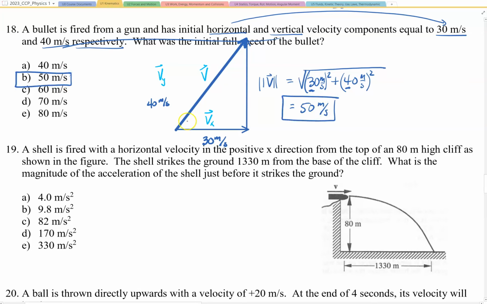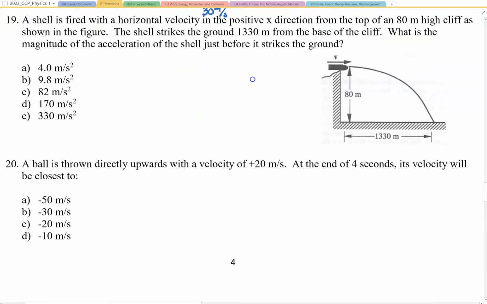So if the bullet was fired at this angle, which is currently unknown, the horizontal velocity was 30 meters per second, while the vertical velocity is 40 meters per second. The actual velocity of the bullet along this trajectory is indeed 50 meters per second.